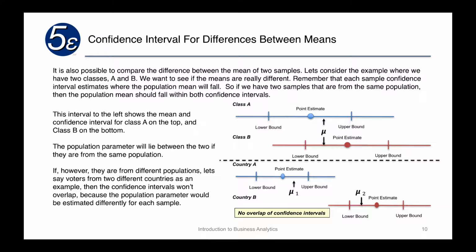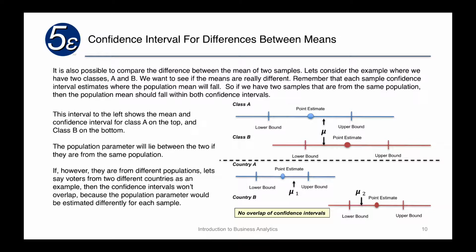Now, if we want to find a confidence interval for differences between means, this is a little bit different. Now, why would we do this? Well, let's say we're trying to compare two samples to see if the point estimate means are different.